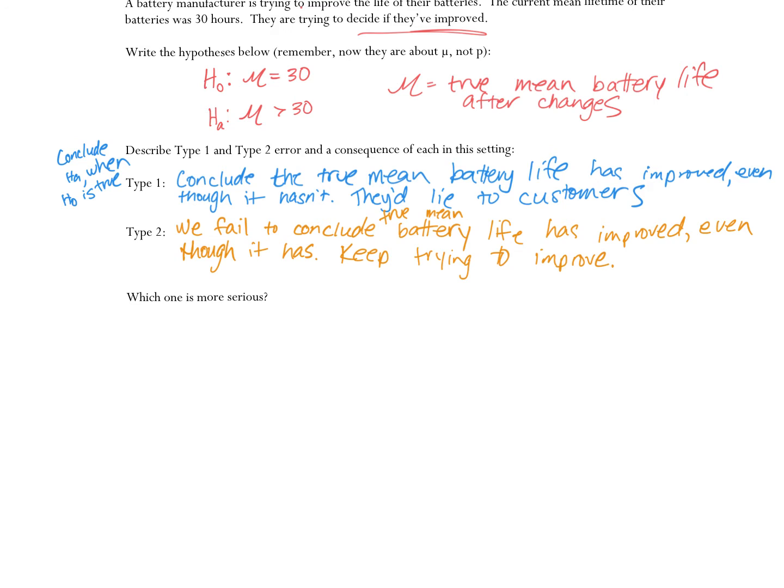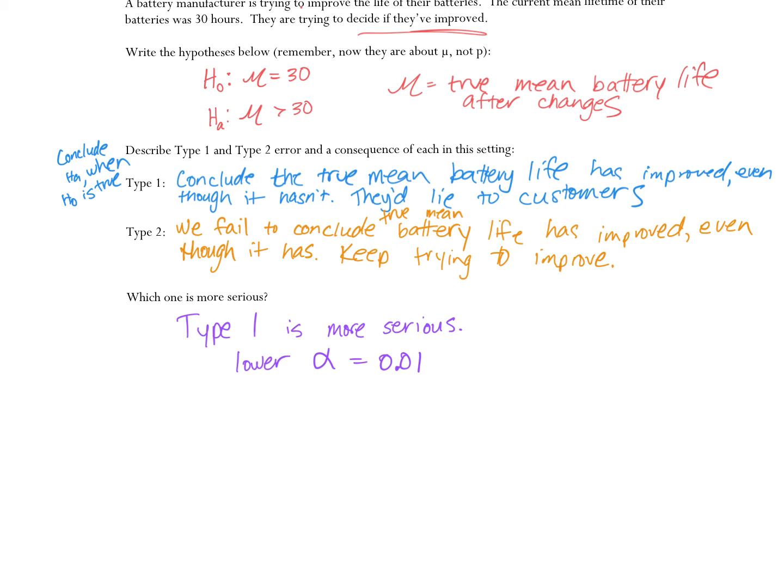Okay. Now, if you're the company, which one's more serious, do you think? Type 1. Why do we care? Because you could probably lose customers. Okay. How will this influence what we do with our alpha? We might choose a lower alpha, because remember, alpha is equal to the probability of a type 1 error. So I'm going to use 0.01 for alpha. Is that okay? How do you guys feel so far?